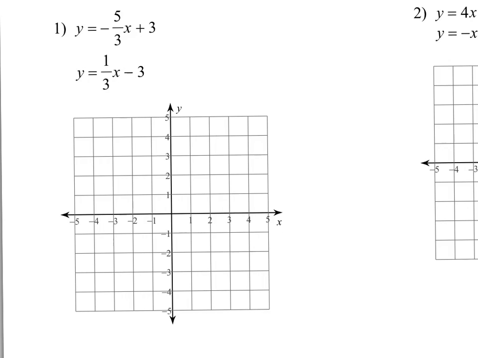When we solve systems of equations by graphing, the first thing that we want to look for is our y-intercept. Our first y-intercept would be a positive 3, so I'm going to go up on the y-axis and make a mark at 3.